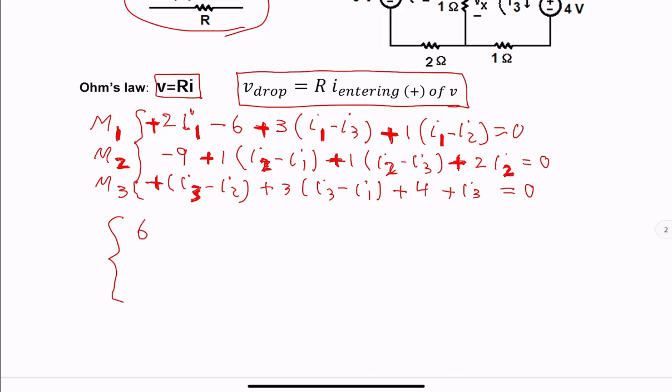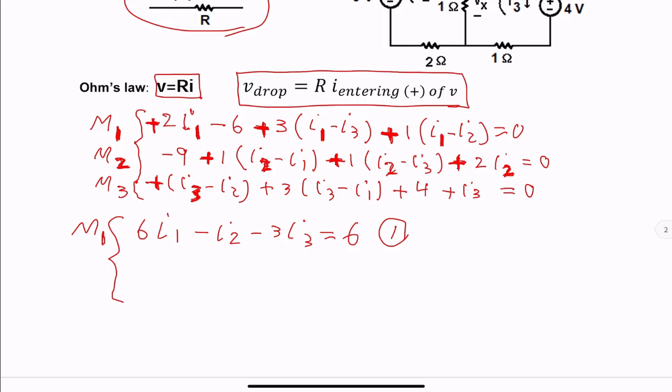We get 6I1 minus I2 minus 3I3 equal to 6. Call this equation 1. And that's again for mesh 1.